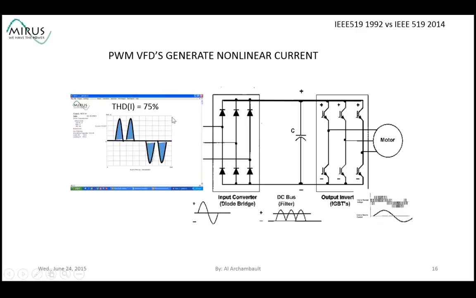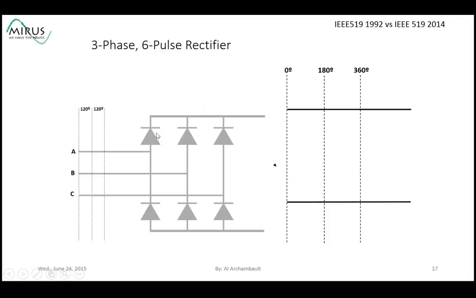Now here's the current waveform of a standard 6-pulse drive. You can see it's even worse than 1 pulse. We've got 2 pulses per half cycle, positive and negative, and this waveform is very discontinuous, and it's 75% distorted. And this is going to distort voltage as well and cause extra losses in the generators, transformers, and I²R losses in conductors. This is an animation to show you why the current looks the way it does.